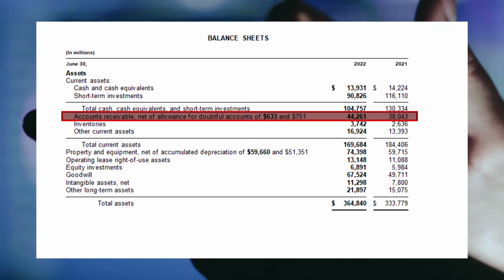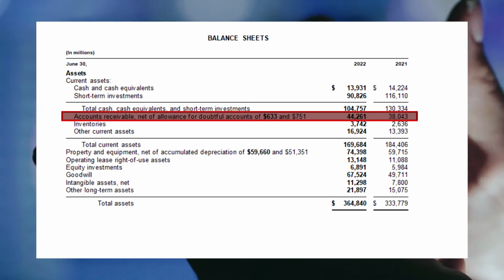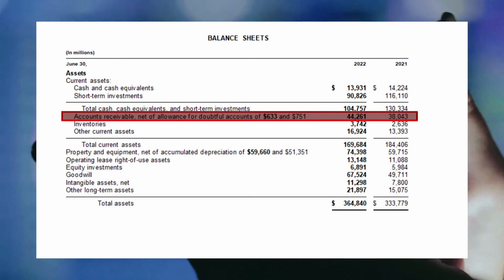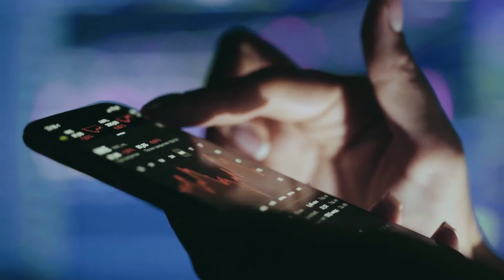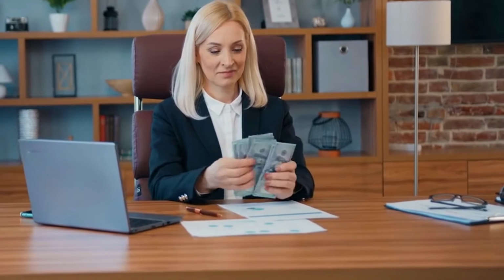Accounts receivables represents the money owed to Microsoft by its customers who have purchased its products or services on credit. For instance, if a corporate client of Microsoft buys a large number of Microsoft Surface laptops for its employees and promises to pay within 60 days, that amount will show up as accounts receivables.